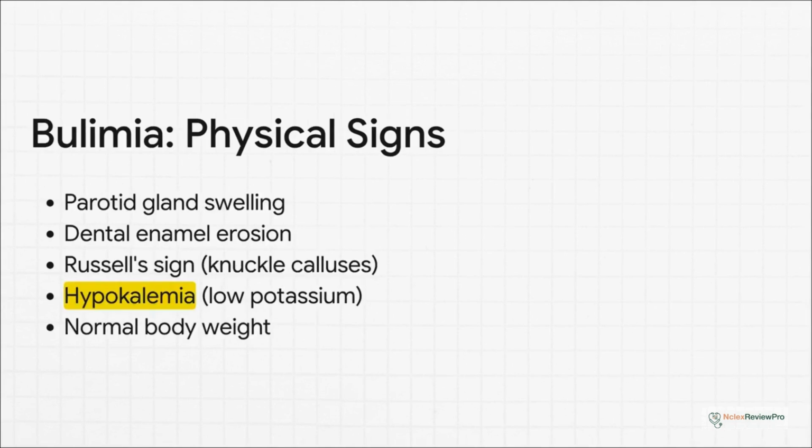Now with bulimia, the signs you see are a direct consequence of the purging behaviors. The constant exposure to stomach acid erodes tooth enamel and causes the salivary glands to swell up, giving that chipmunk cheek appearance. You might see calluses on their knuckles, called Russell sign, from inducing vomiting. But the one that can kill them tomorrow, that's hypokalemia, dangerously low potassium. It can cause a fatal cardiac arrhythmia, just like that.